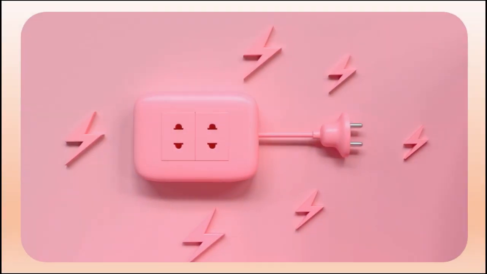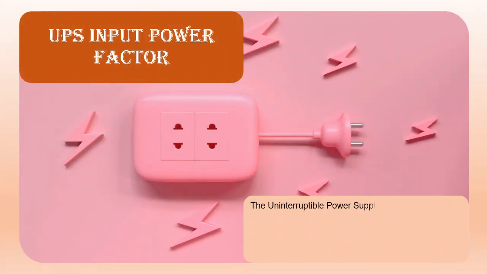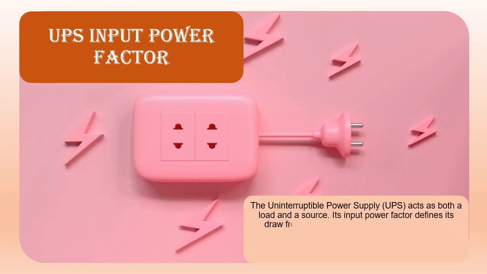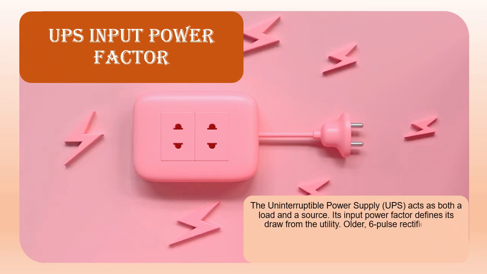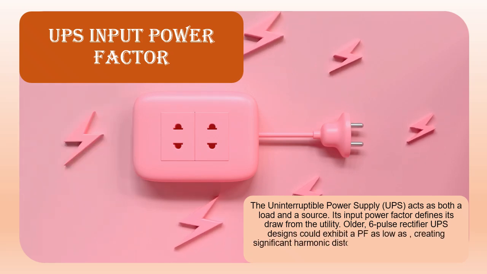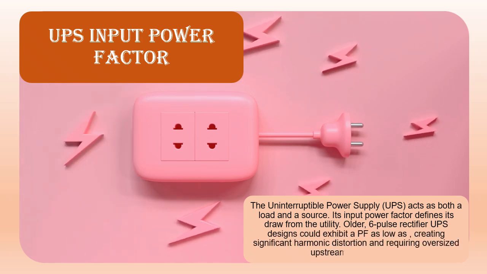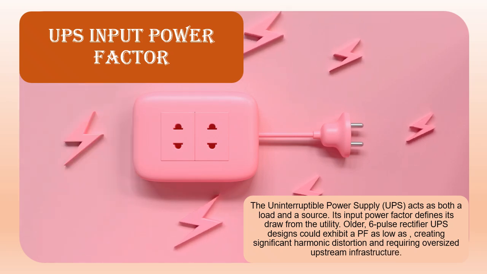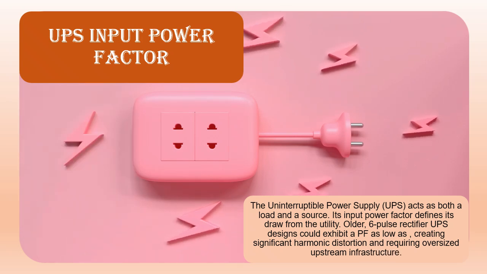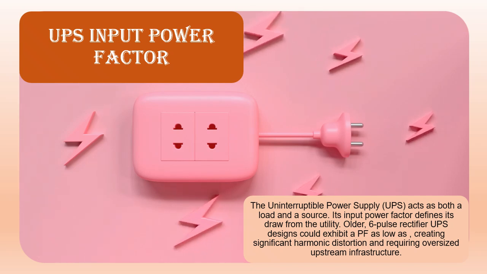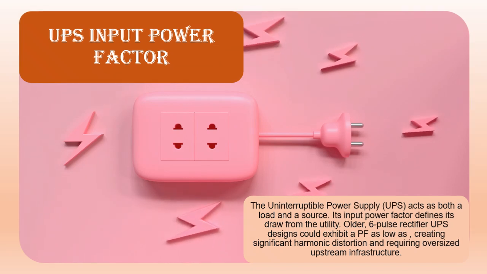UPS input power factor. The uninterruptible power supply, UPS, acts as both a load and a source. Its input power factor defines its draw from the utility. Older, 6-pulse rectifier UPS designs could exhibit a PF as low as, creating significant harmonic distortion and requiring oversized upstream infrastructure.